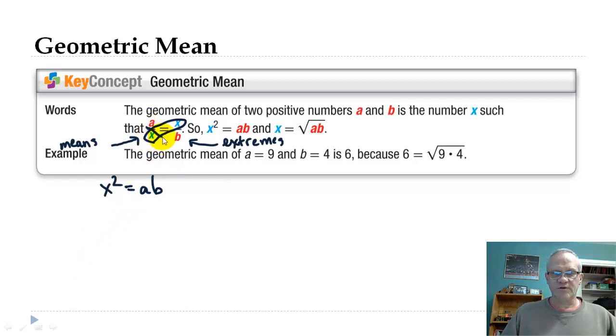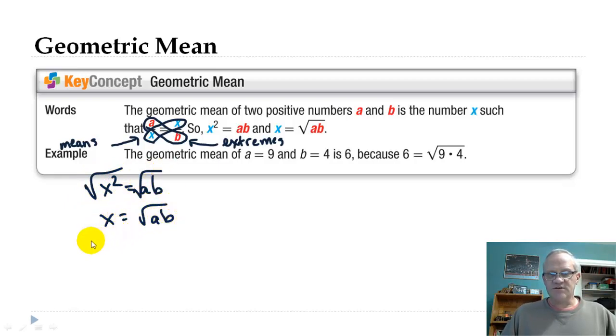And so that was multiplying the a times b here. And then to get x by itself, to find out what x would be, remember, if you have something squared, to undo it, you take the square root. So we have x equals the square root of ab. So this is the formula, so to speak, for the geometric mean.